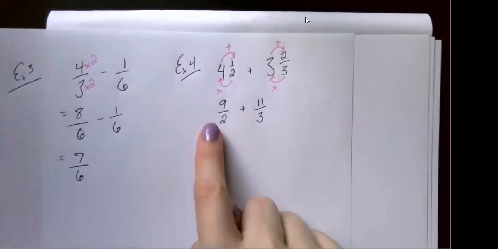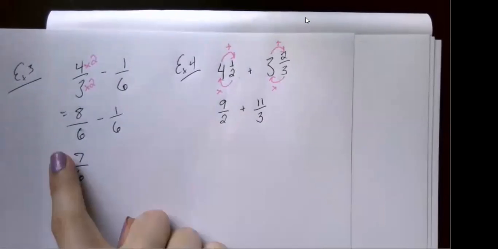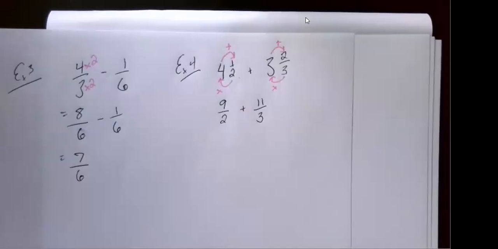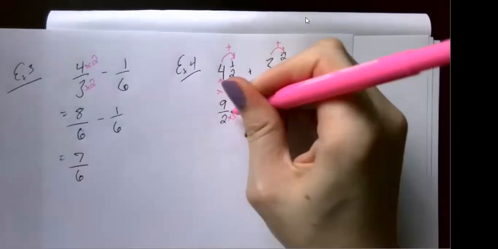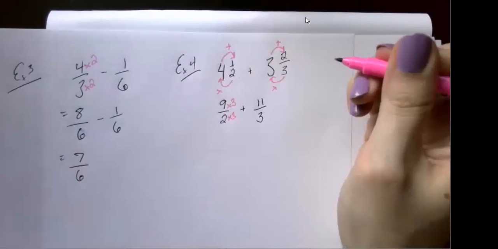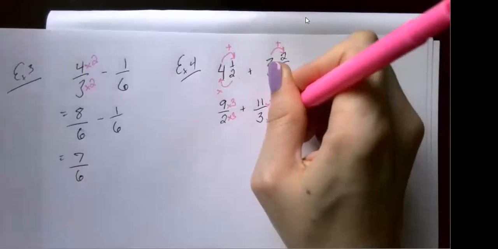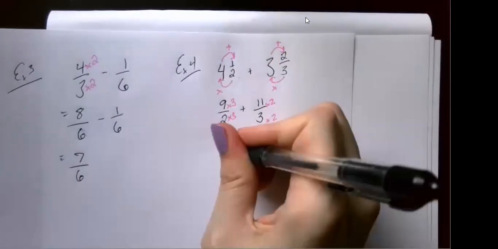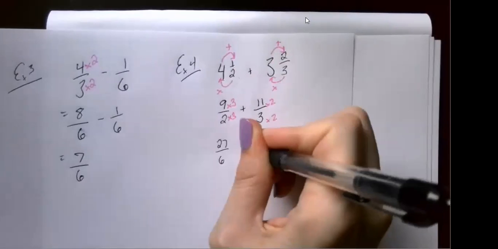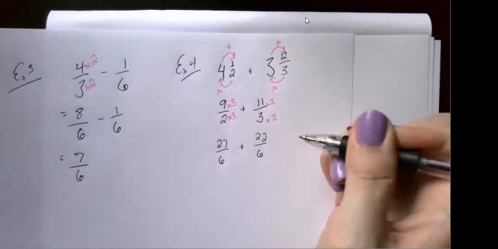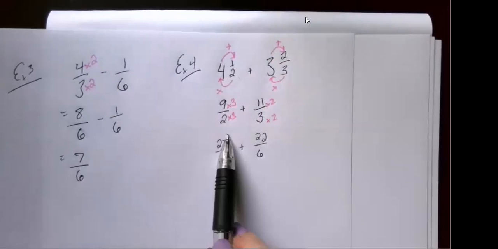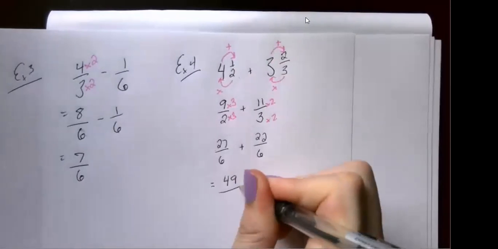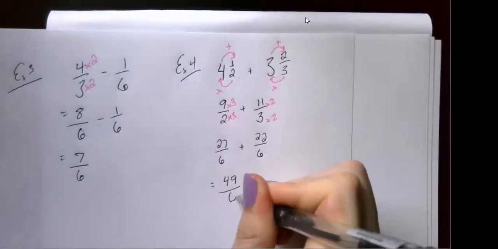Now again, when we are adding fractions, we need a common denominator. So in order to get a common denominator here, I have to multiply the first fraction by 3 and the second fraction by 2. That gives me 27/6 plus 22/6. And then we just add across the top. So that gives us 49 and keep our denominator.